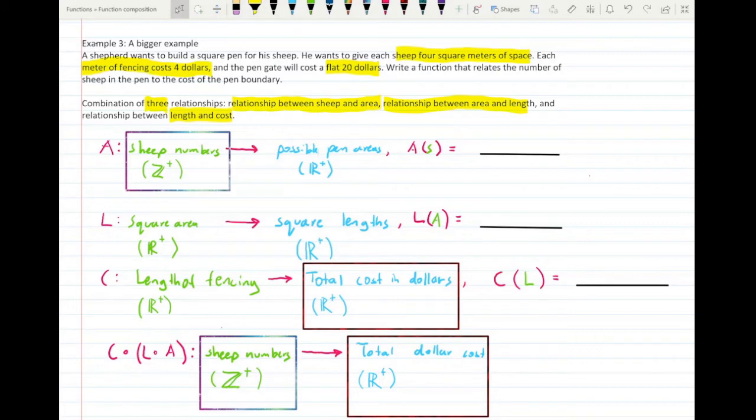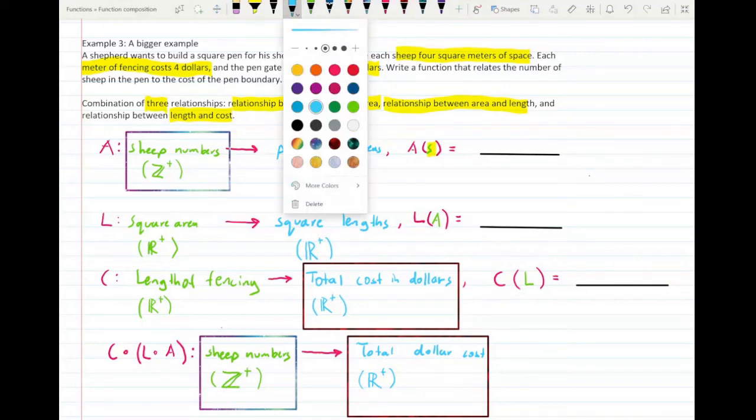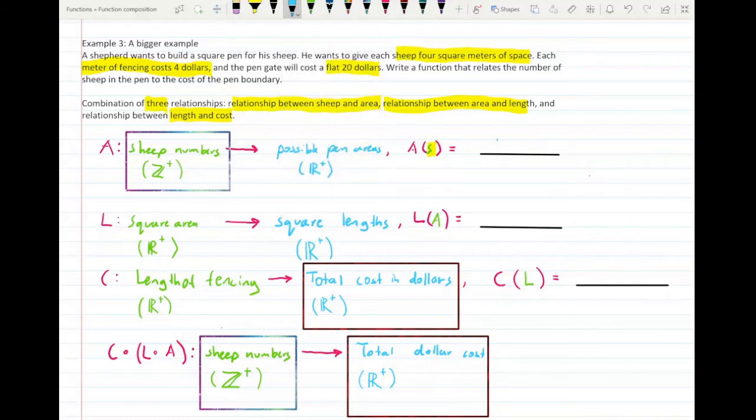We start with a function that inputs sheep numbers, or positive integers, to be precise, and outputs pen areas, or positive numbers, to be precise. And we know that this function maps the input, s, to 4 times it, right? We need 4 square meters of space for each sheep, so we have A of s equals 4 times s.